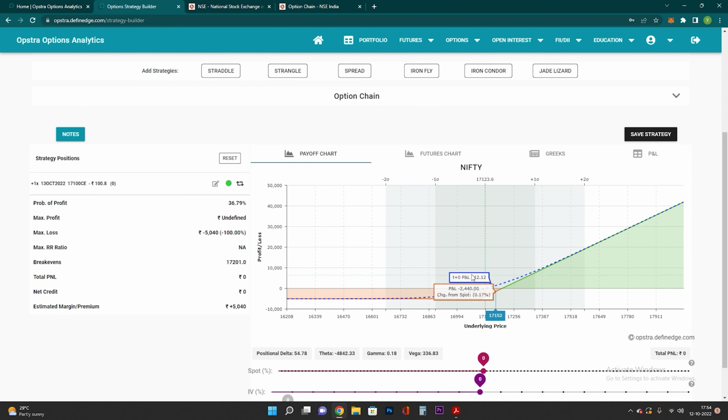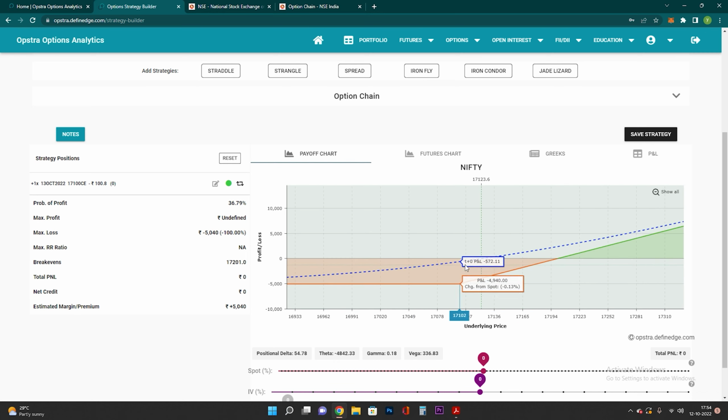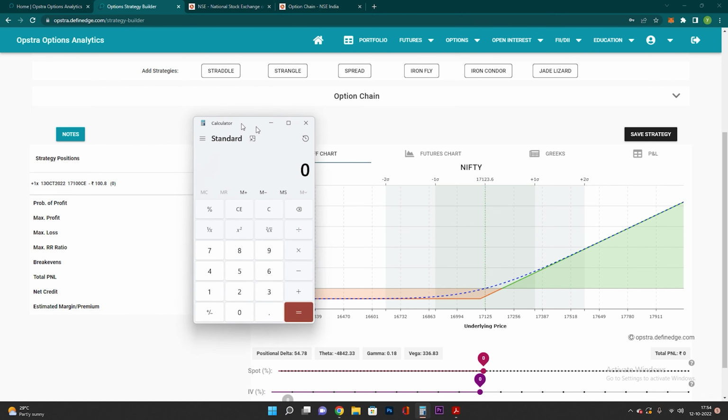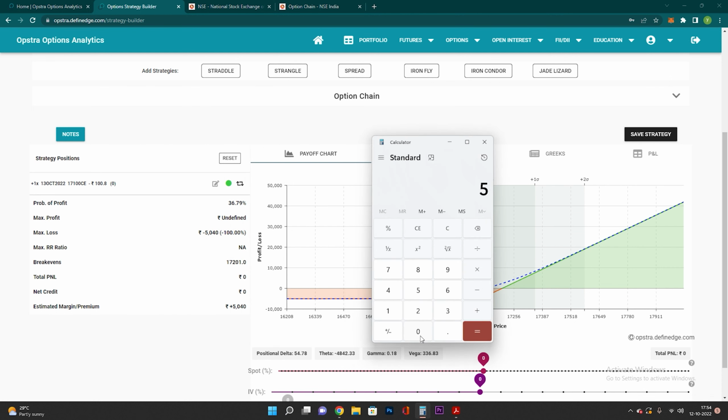This is the payoff chart of expiry day, and the blue line that you see here is the notional line that shows the profit and loss on the current market condition. The maximum loss here is 5,000 rupees. This 5,000 is the premium paid, and I'm showing you how it was calculated. 50 quantities is the Nifty lot size, multiplied by the premium you paid, which is 100 rupees. 100.8 gives 5,040 rupees, which is the maximum amount that you paid. Here you can see the estimated margin and premium.